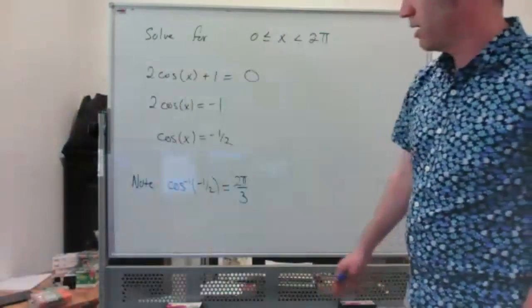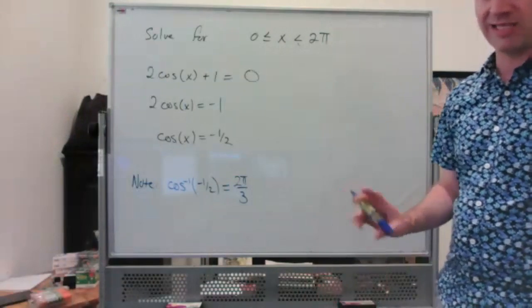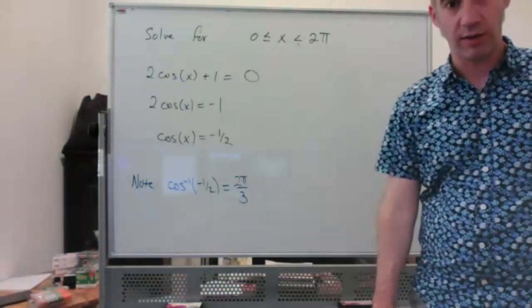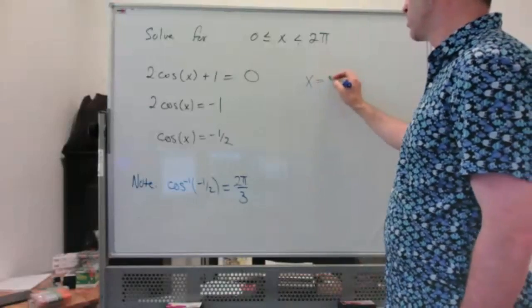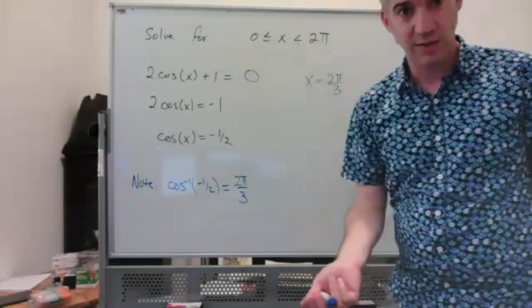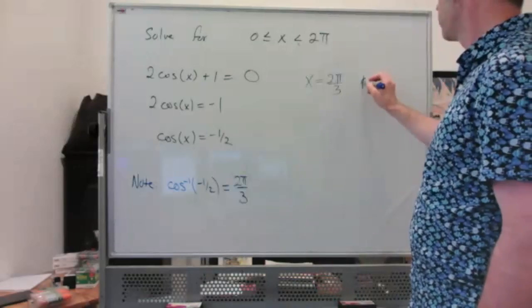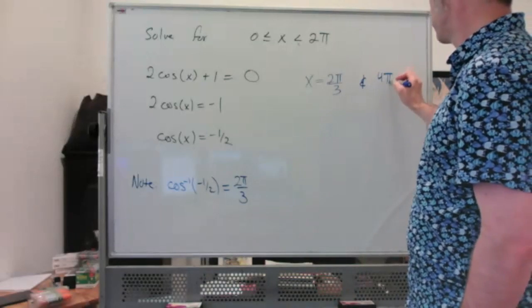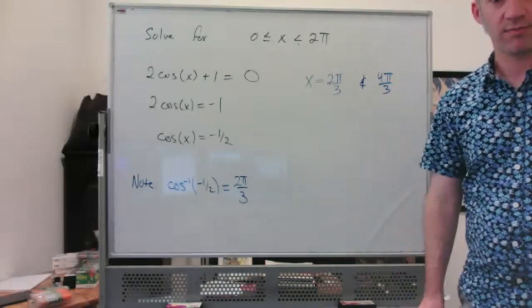Okay, but here's what I want to emphasize. The answer here is not just 2 pi over 3. It is definitely one of the answers. But there's another answer in the third quadrant with the same reference angle, 4 pi over 3.